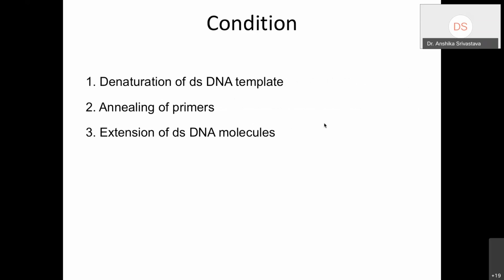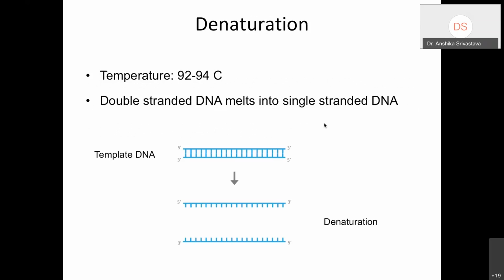What are the conditions? Denaturation of the double-stranded DNA template is the first step, then annealing of primers, and extension of double-stranded DNA molecules. So what is denaturation? The denaturation temperature is 92 to 94 degrees Celsius. You can see in this diagram that this is a double helix, and at 92 to 94 degrees Celsius, it becomes single-stranded DNA. This process is called the denaturation step.